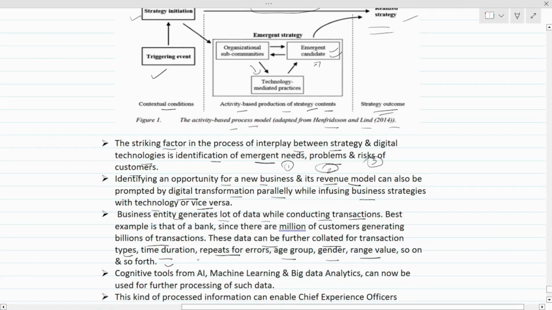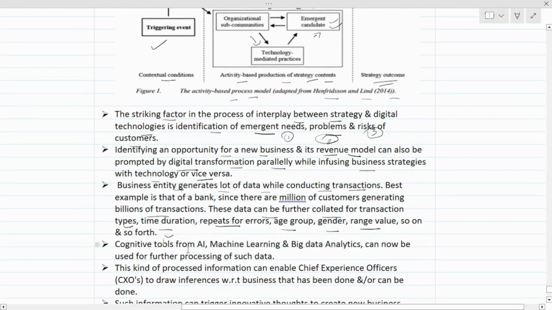Right? Then you talk about cognitive tools from AI, machine learning and big data analytics. So these three things are very important. That's how the digital transformation will come into place. So cognitive tools from AI, machine learning and big data analytics can now be used for further processing of such data. This kind of processed information can enable who? It can enable chief experience officers, that is CXO what we call, to draw inferences with respect to business that has been done or can be done.